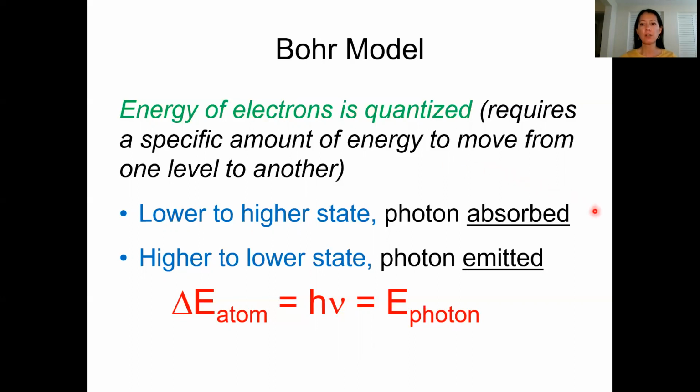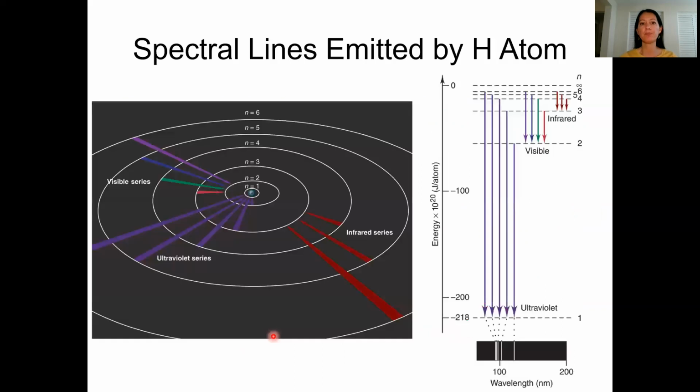So let me just tell you first, and then I'll show you the model. If you go from a lower to higher state, you need energy. So you need to absorb a photon. If you go from a higher to lower state, a photon is emitted or energy is released, and this energy of the photon is related to the change in energy of the atom.